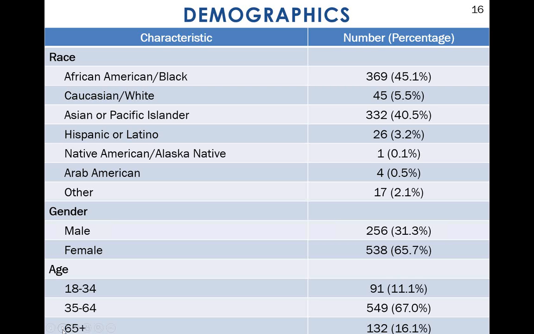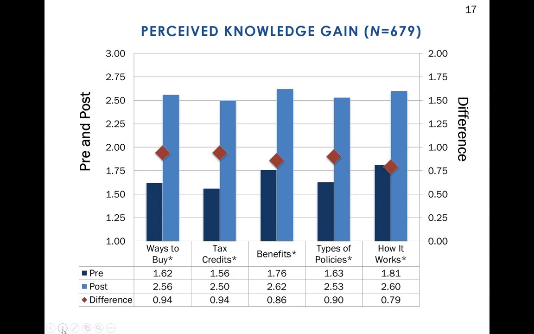Moving on to the knowledge gain domain, event participants were asked to rate their level of knowledge before and after the event. The rating scale was a 3-point scale asking participants to rate their knowledge as poor, fair, or excellent. In each topical area addressed by the outreach, from the benefits of health insurance to how it works to ways to buy, we identified statistically significant gains in perceived knowledge among respondents before and after the event. Again, using the retrospective pretest approach Ken described earlier.